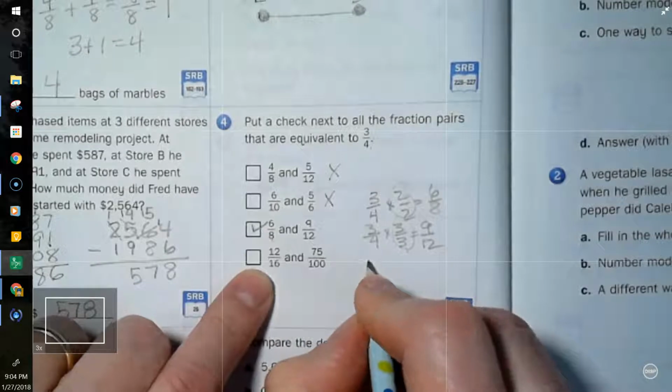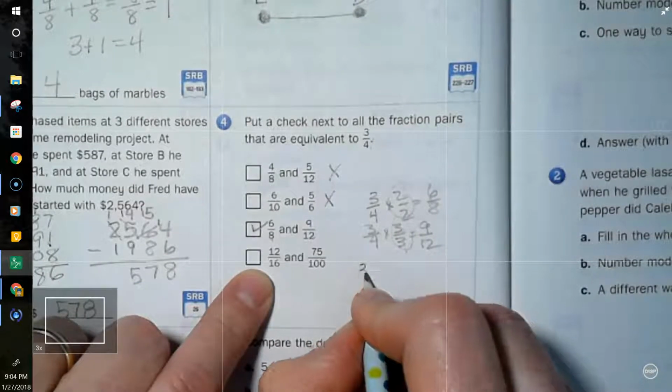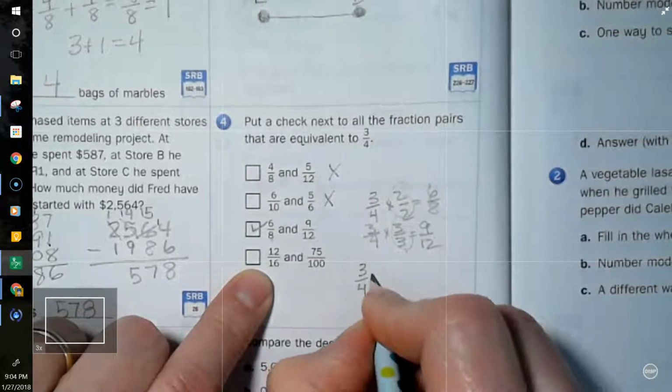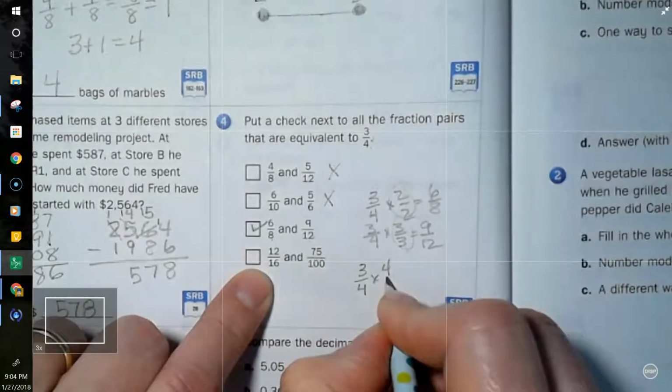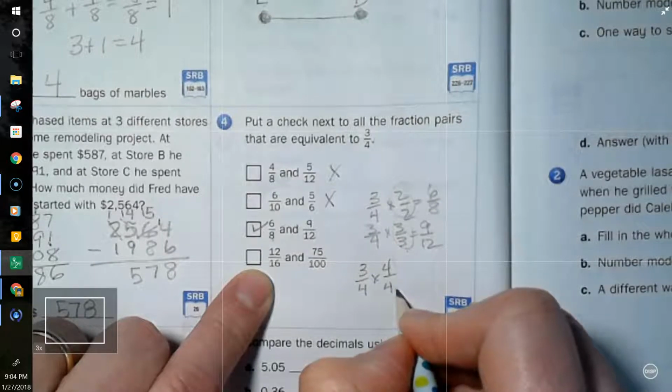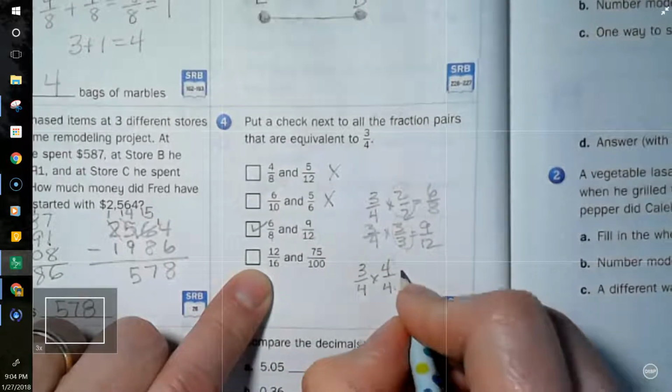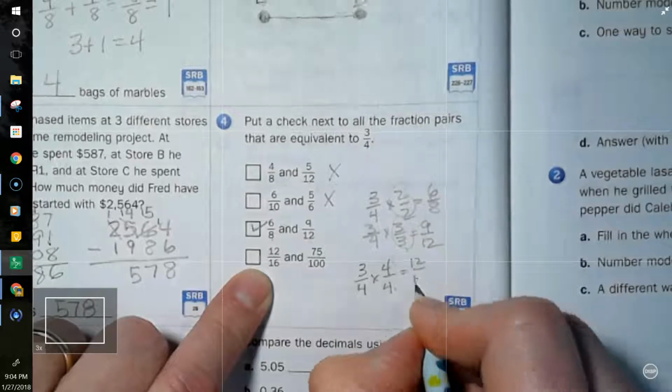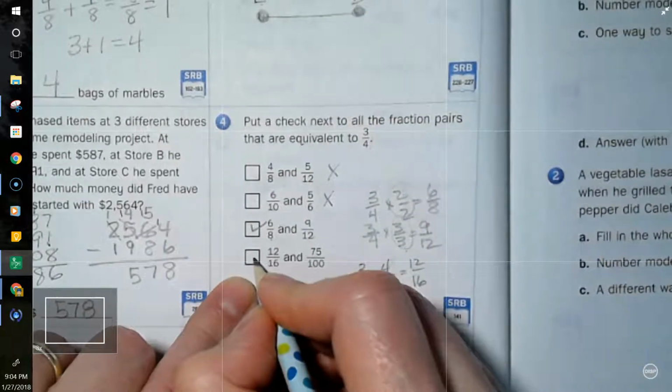And the next one, let's try 12/16. Well, I know that 3 times 4 is 12. So I would have to multiply this by 4/4 in order to find the equivalent fraction. So I get 12/16, and yes, that works.